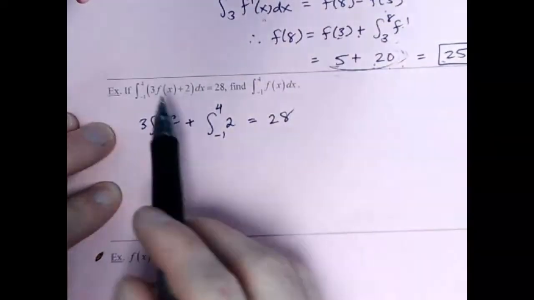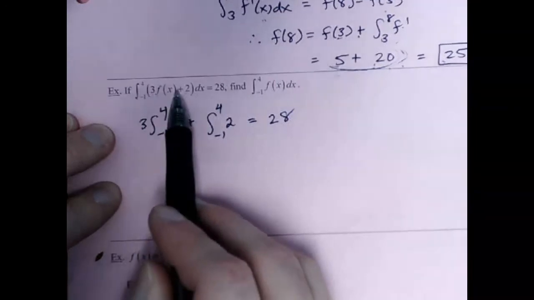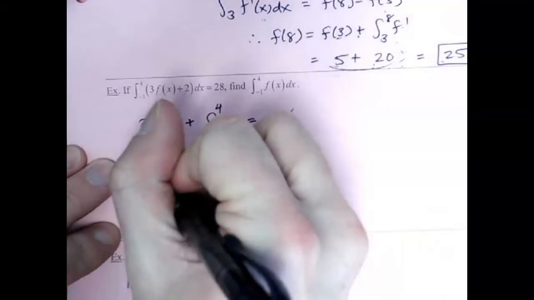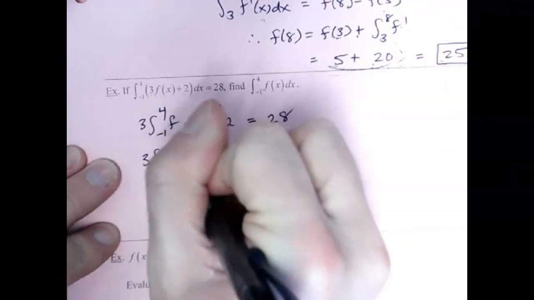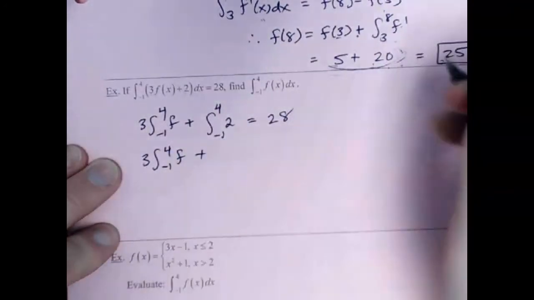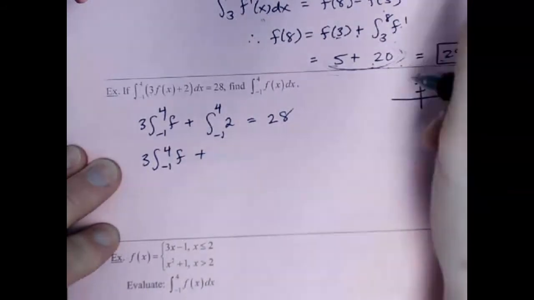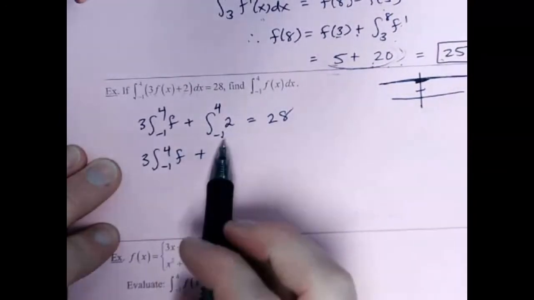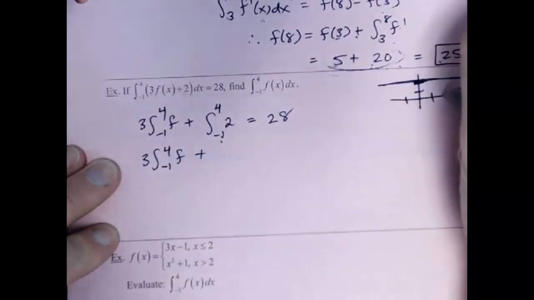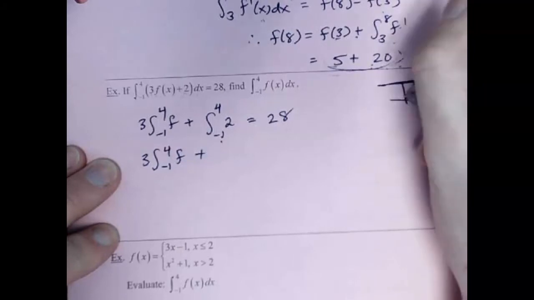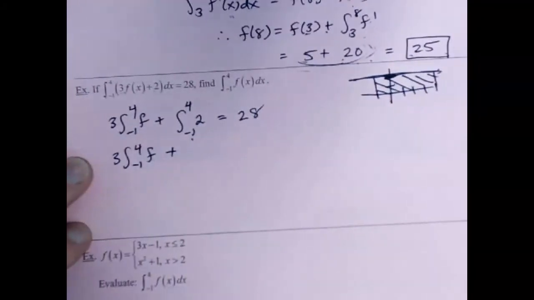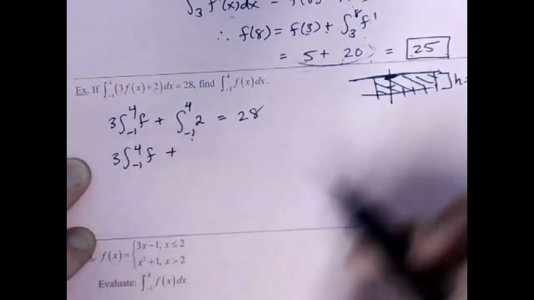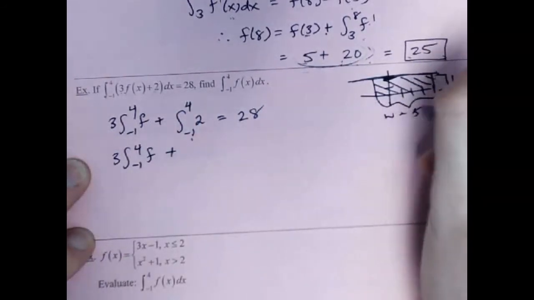And I know I could do this: 3 times the integration of f plus the integration of 2. That's what would be equal to 28. So we've got 3 times the integration from -1 to 4 of f plus, now let's think about this. Remember, 2 would be a horizontal line. In theory, it should be at the y value of 2, and it's between -1 and 4. So -1, 1, 2, 3, 4. That region would end up being a rectangle. What's the height of the rectangle? 2. It's the value of the function. What's the width of the rectangle? 5. It's your b minus a.